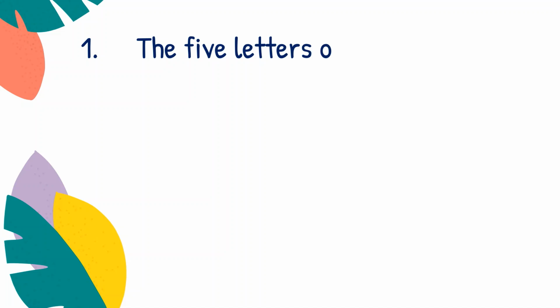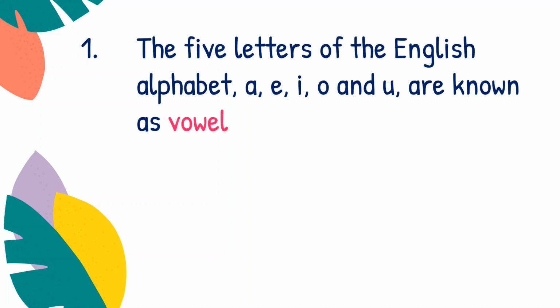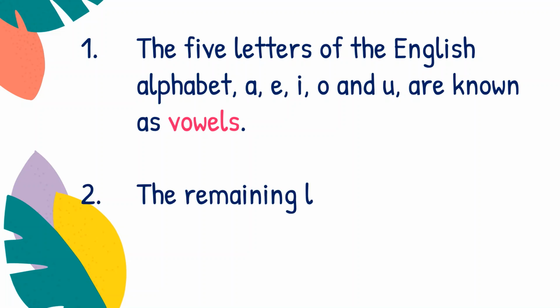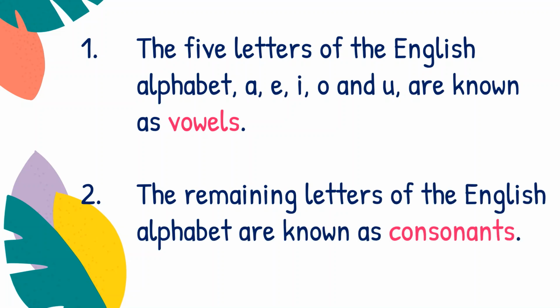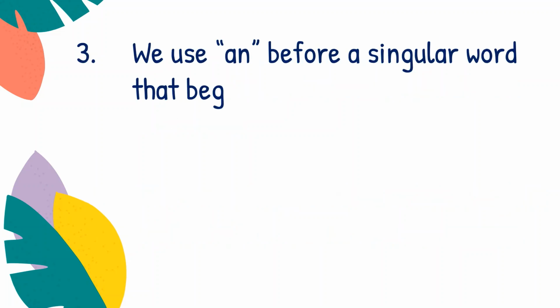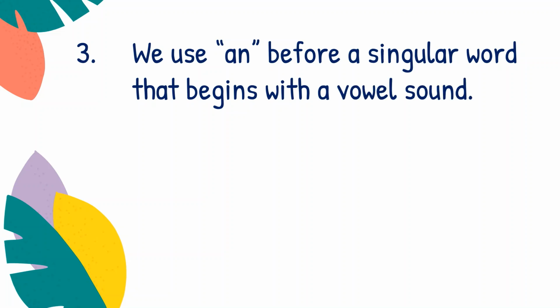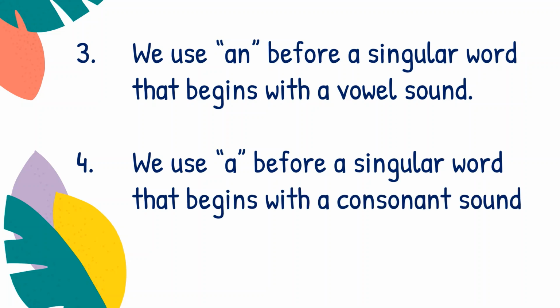Always remember that the 5 letters of the English alphabet A, E, I, O, and U are known as vowels. The remaining letters of the English alphabet are known as consonants. We use an before a singular word that begins with a vowel sound. And we use a before a singular word that begins with a consonant sound.